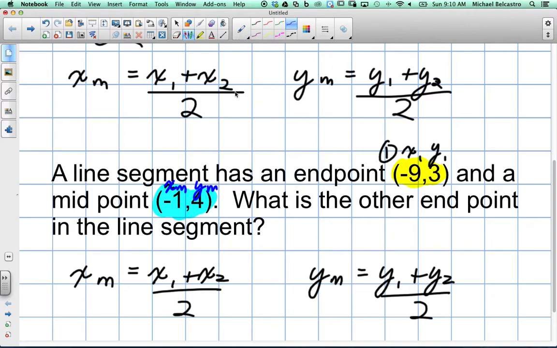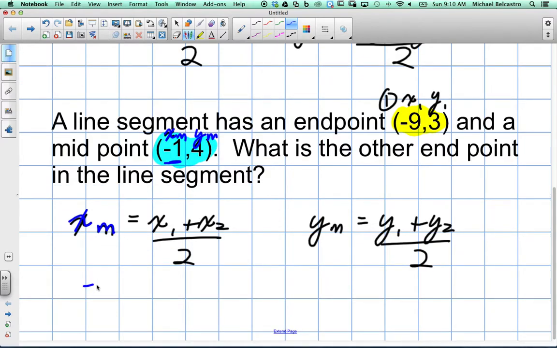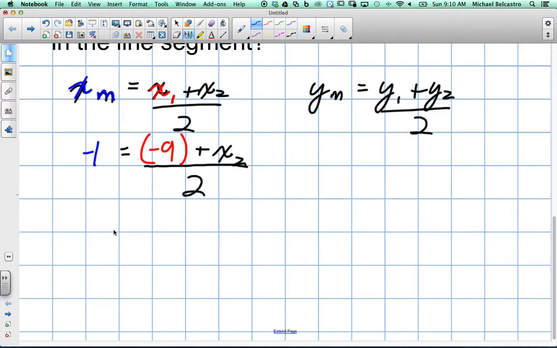So our xm, okay, is actually -1. So when I go to write this in, it will say -1 is equal to, we'll do this in red, our -9, it's a funny looking 9, our x1. So our x1 will be replaced with -9, okay, plus x2, our unknown, and that's the x value of the other endpoint, and it's still all divided by 2.